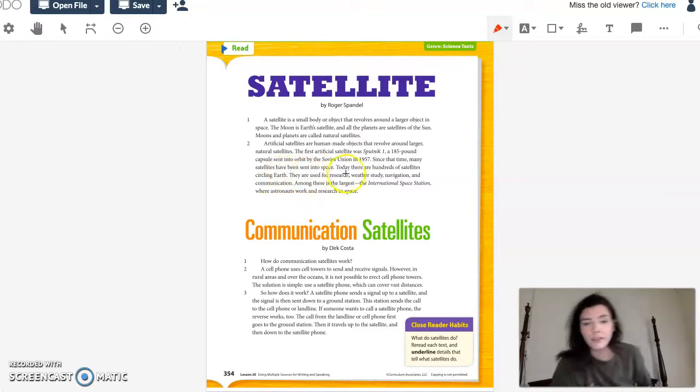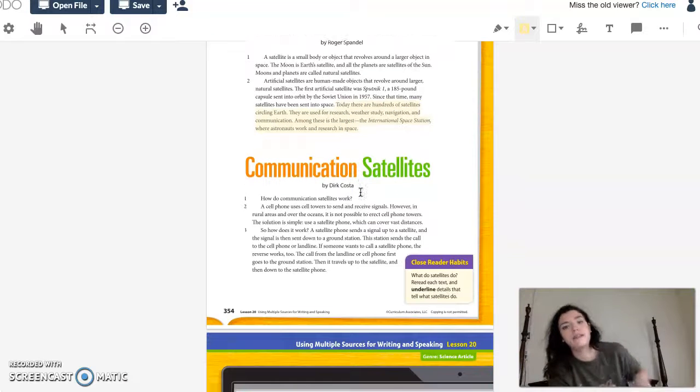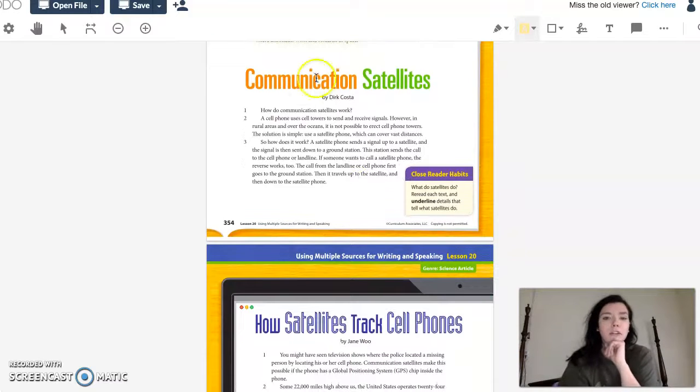They are used for research, weather study, navigation, and communication. I'm going to highlight that because I think that will end up being important. Among these is the largest, the International Space Station, where astronauts work and research in space. Okay, now we're moving on to communication satellites by Dirk Costa.